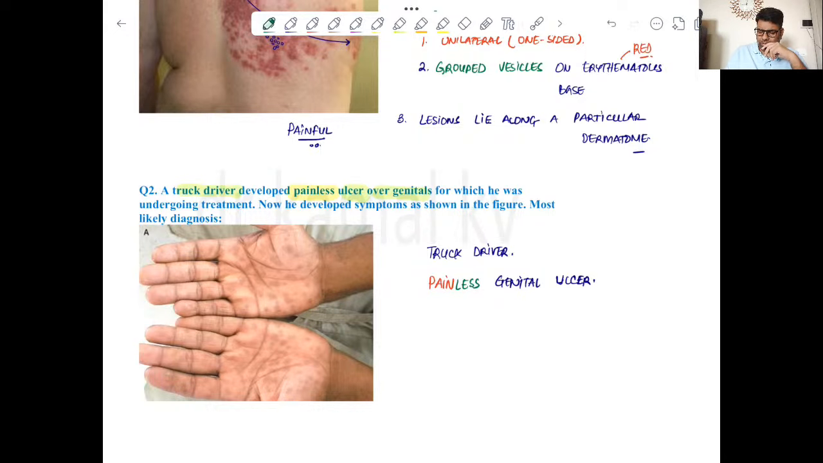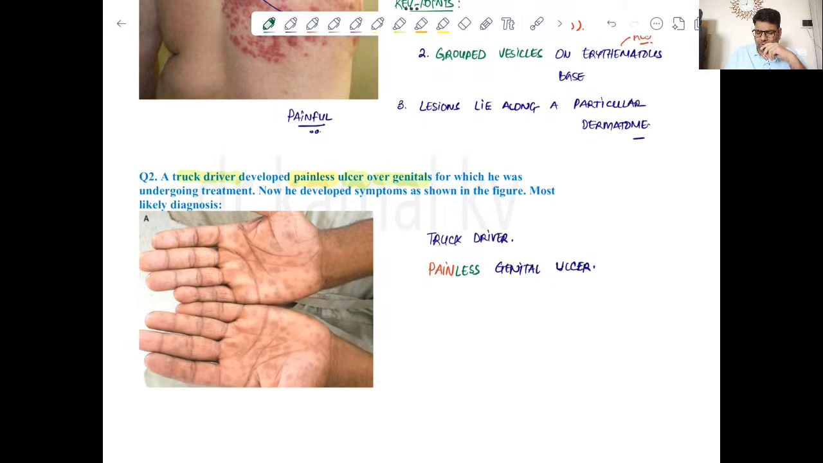Clear? So a truck driver might be involved in some sexual activity somewhere without taking proper precautions. Therefore it is clearly written here, so this can go for STD. Now, painless: the moment you find the word painless with a genital ulcer, it goes in favor of a diagnosis of syphilis, right? And this is actually the primary stage. The ulcer in the genitalia, which is painless, is the primary stage.